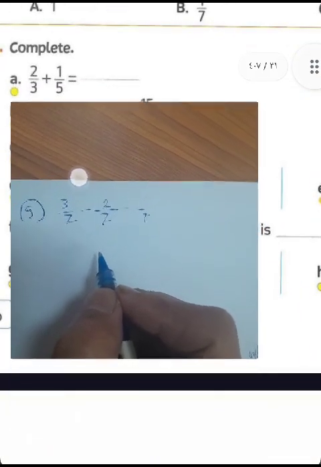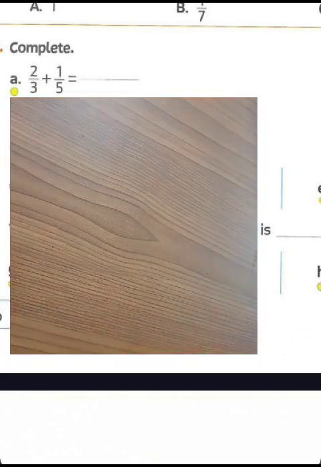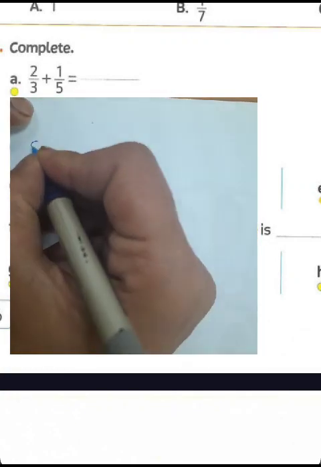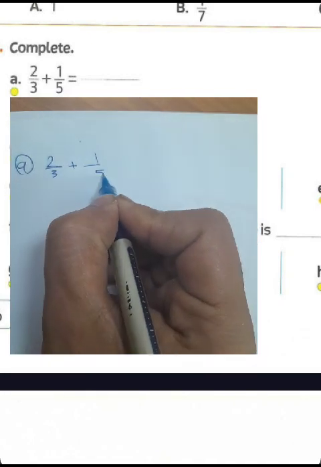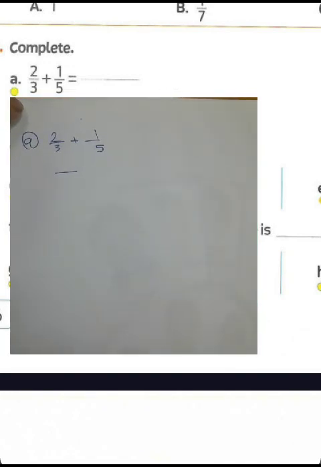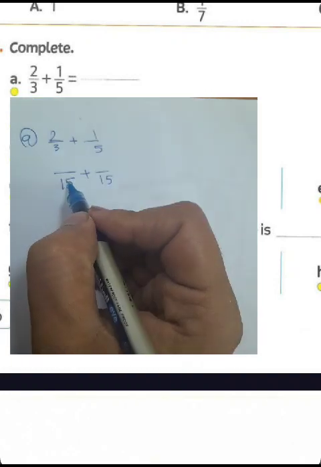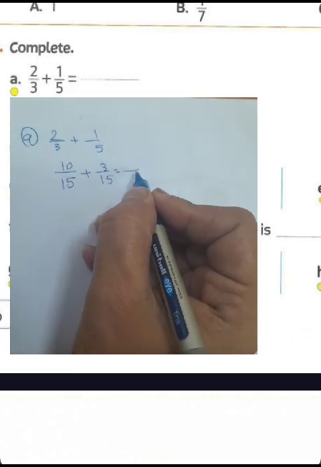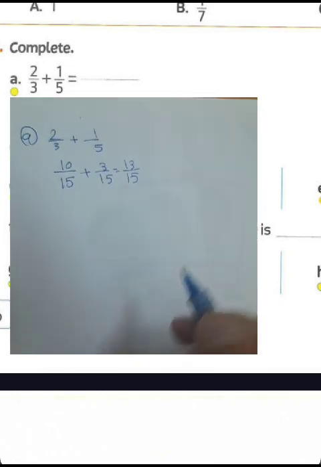Question letter E. Complete. 2 over 3 plus 1 over 5. We can write the least common multiple between the denominators here, 3 and 5, it will be 15. Write 15 in the denominator. 3 times 5 equals 15, 2 times 5 equals 10, 3 times 5 equals 15, 1 times 3 equals 3. And then 10 plus 3 equals 13, the result will be 13 over 15.